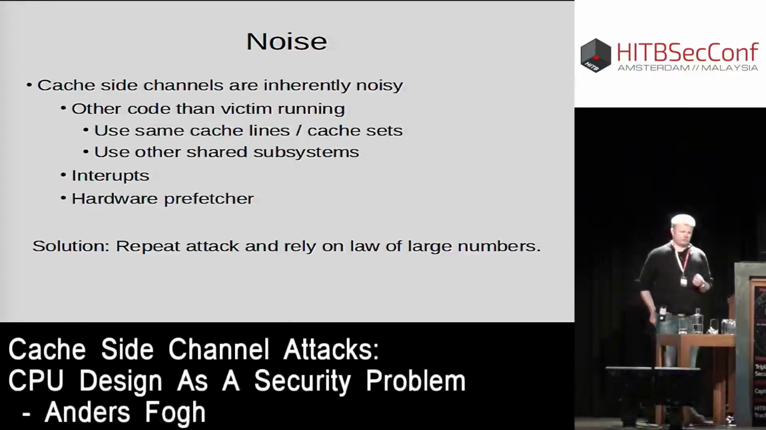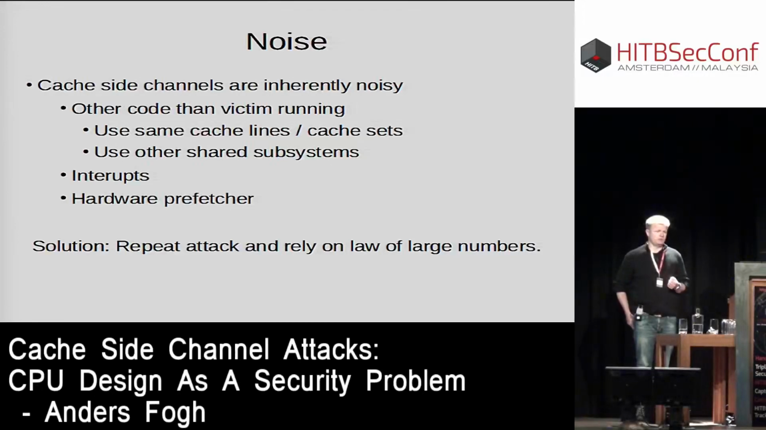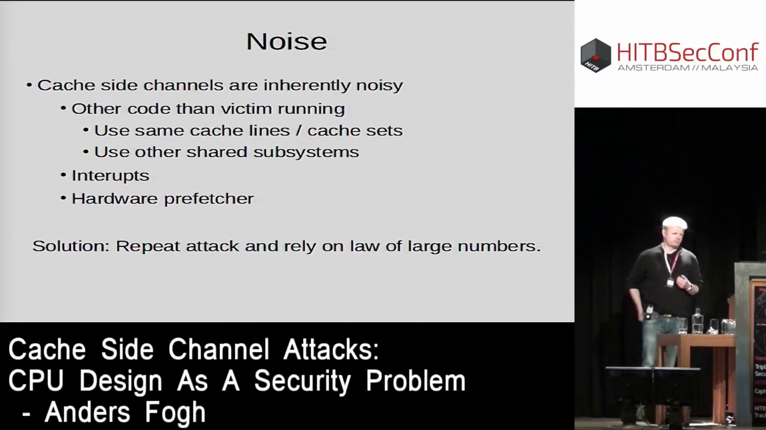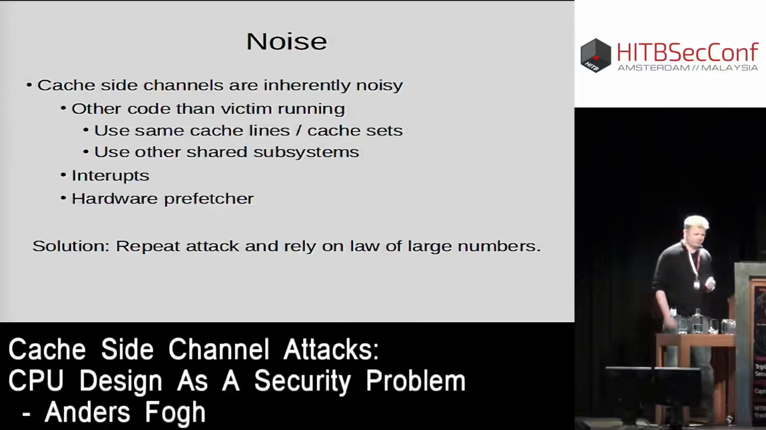Then you have interrupts from hardware and whatnot, which disturb you. And finally, you have the hardware prefetcher. Both attacker and victim and unrelated code can trigger the hardware prefetcher to load cache lines into memory. And this, of course, will cause false positives in the cache side channel attack. Except for the hardware prefetcher problem, the solution is repeat the attack and rely on the law of large numbers. Of course, you cannot ask a user to enter his password 10,000 times, but you can expect that on a web server, your key will be used a couple of thousand times, so we could get results.